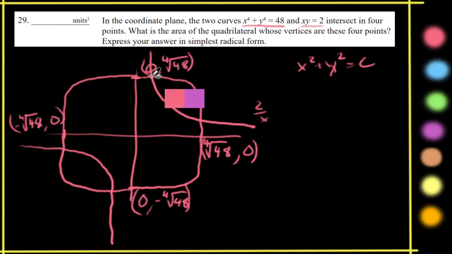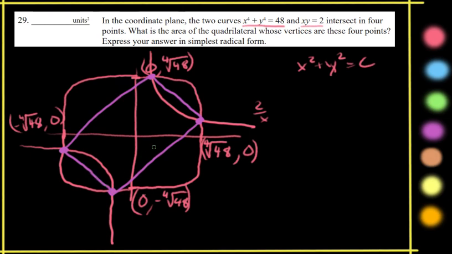So I've got 4 intersection points, right? I've got the intersection point right here. Well, let's see, the intersection point right here. I've got the intersection point right here. I've got one right here, and I've got one right here. And I can make a quadrilateral by connecting those dots. And the question is asking, what is the area of that quadrilateral?